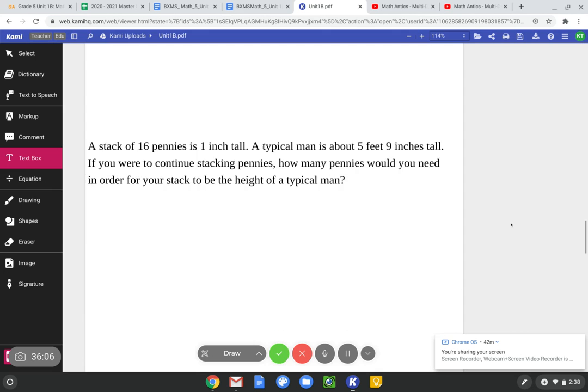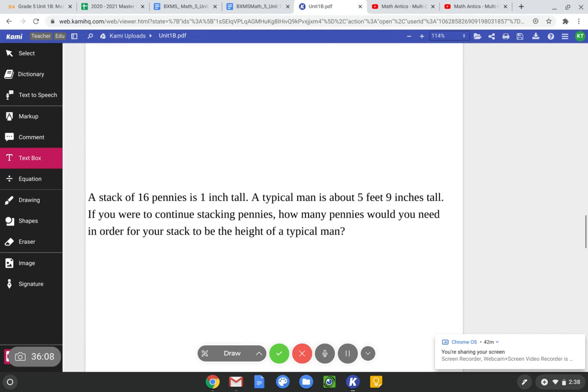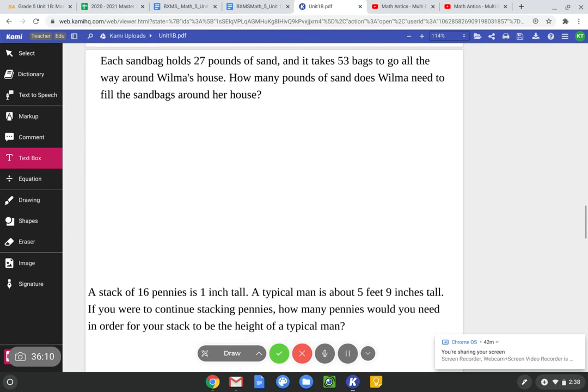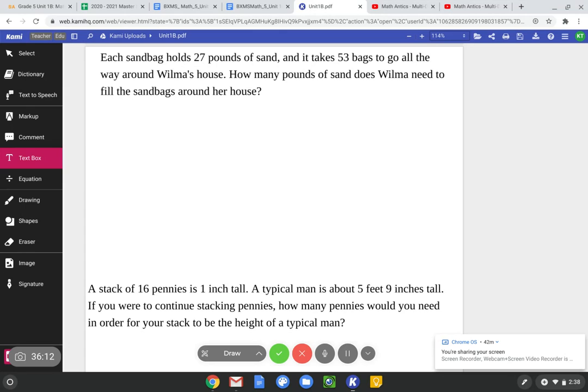These are our final 2 word problems. So let's stay strong, and we are almost done, y'all. Each sandbag holds 27 pounds of sand. Oh my goodness, that is heavy. And it takes 53 bags to go all the way around Wilma's house. How many pounds of sand does Wilma need to fill the sandbags around her house?